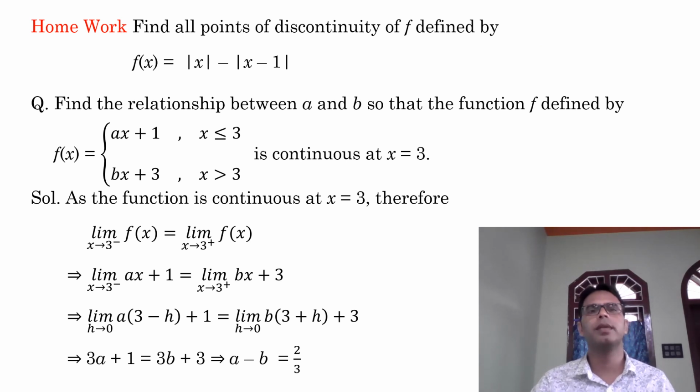There is a question: find the relationship between a and b. The function f is defined by this one, and this function is given as continuous at the point 3. What is the relation between a and b?